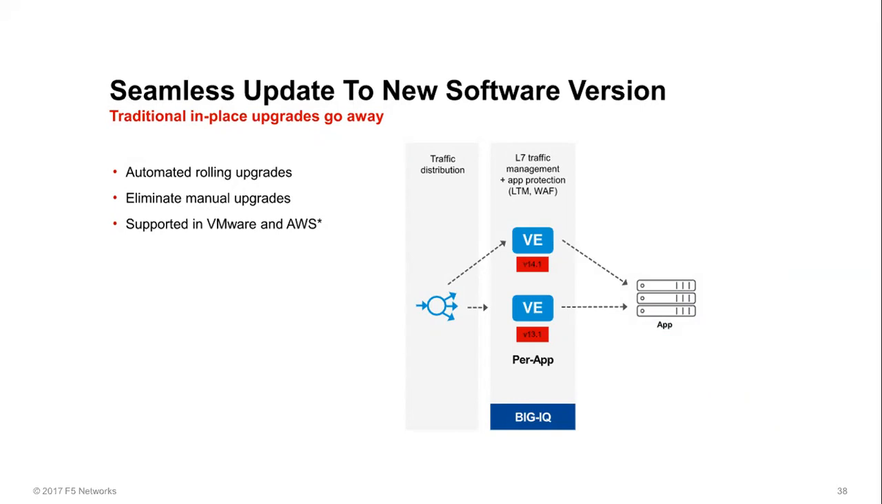There are automated rolling upgrades, which eliminate manual upgrades for any version of the BIG-IQ that you're running, and it's supported on both VMware and AWS. So with BIG-IQ in place, you can easily upgrade, and you can automate upgrades, licensing and all that.